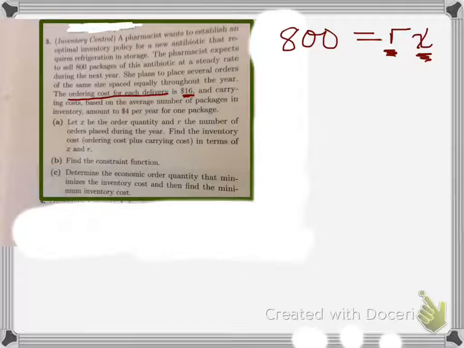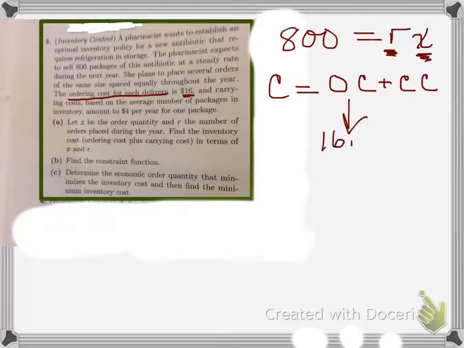So remember, your inventory cost is going to consist of an ordering cost plus the carrying cost. Carrying cost is the storing of the material you've ordered for the year. So the ordering cost is $16 per delivery, so that's going to be 16R. And carrying cost based on the average number, remember this is really important, the average number of packages in inventory amounts to $4 per year for one package. So it's going to be plus 4 times X, but since it's based on the average, I'm going to divide that X by 2. So now we have an equation for our cost.